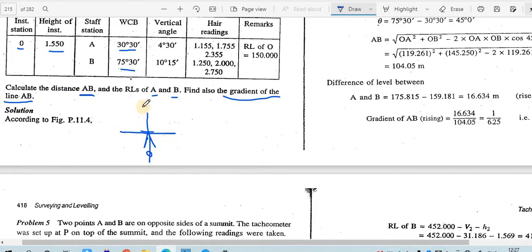The whole circle bearing is given. That means this is your zero. Okay. Whole circle bearing 70 degrees is given. That means the point A is somewhere here. Okay, so this is your point A, 30 degrees 30 minutes, and the observation has been made on this side. Again, another point is there, that is your point B. Let me draw it with some other color.